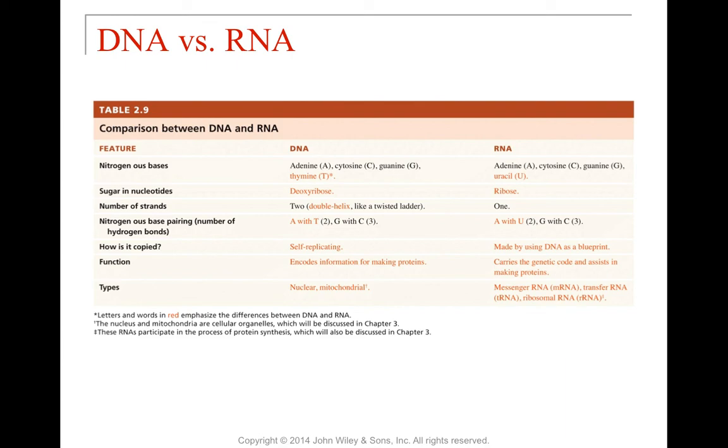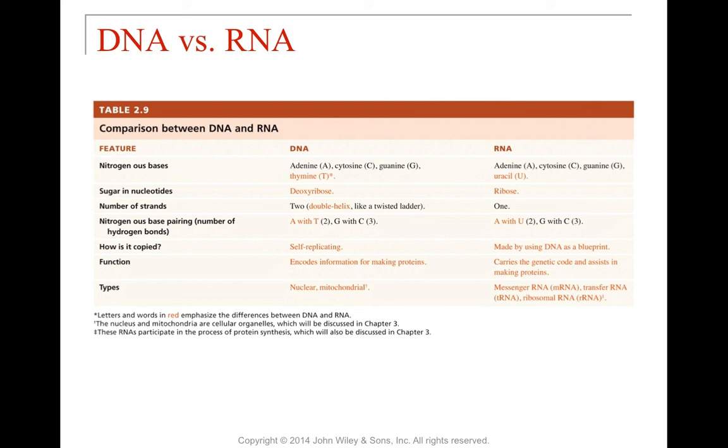So just to compare DNA and RNA, DNA and RNA are both made of nitrogenous bases, but there is one that differs between DNA and RNA. So in DNA we have A, T, C, and G. In RNA we have A, U, C, and G. So we have uracil instead of thymine. We also have a different sugar. So deoxyribose has 1 less oxygen, deoxy, than the original ribose. And additionally, DNA is double-stranded and RNA is typically single-stranded.